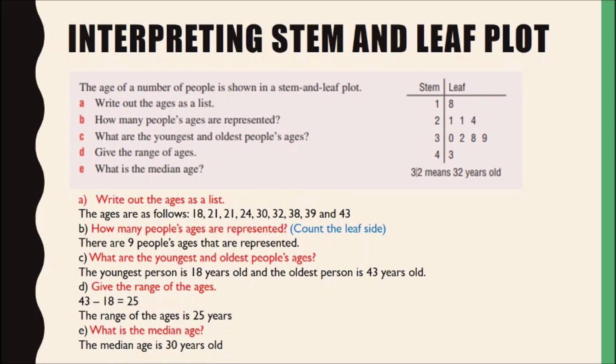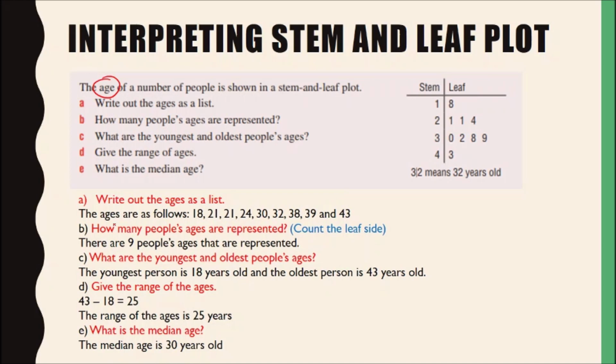So now we know we're dealing with age. That's our unit. So the first thing is to write out the ages as a list. This is the stem and leaf plot you've got, so I'm writing out the ages. I just read it: 18, 21, 21, 24, 30, 32, 38, 39, 43. And I've just written it there.